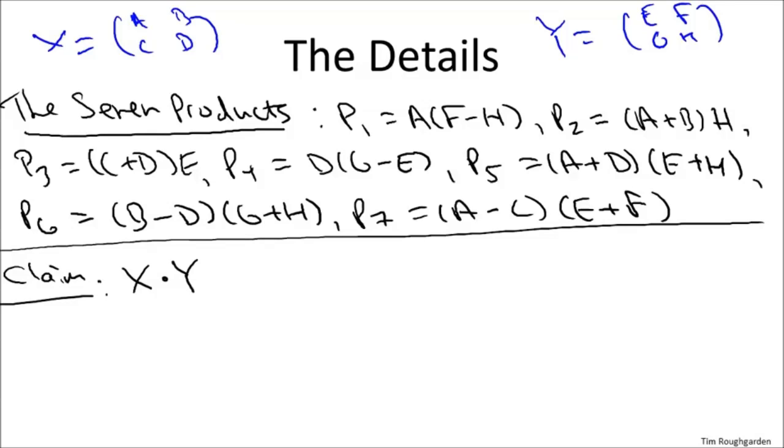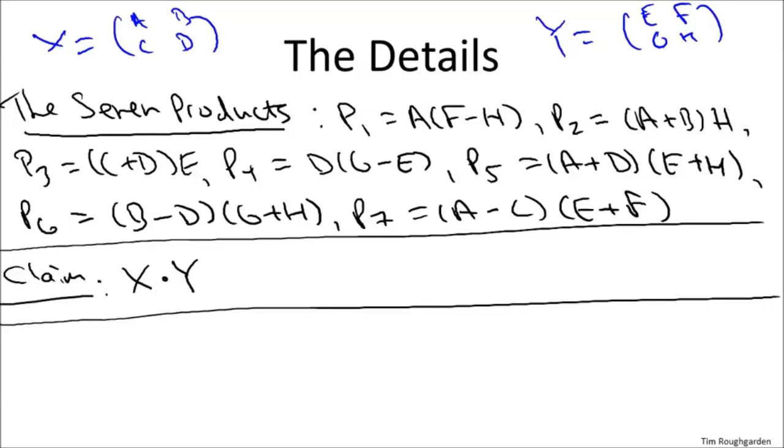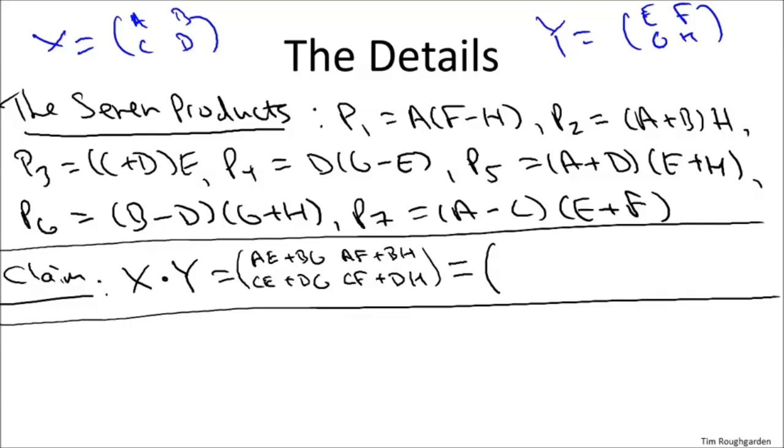So x times y, you'll recall we expanded in terms of the blocks. So we previously computed this to be AE plus BG in the upper left corner, and then similarly expressions for the upper right, lower left, and lower right blocks. So this we already know. So the content of the claim is that these 4 blocks also arise from the 7 products in the following way. So the claim here is that these 2 different expressions for x times y are exactly the same, and they're the same block by block.